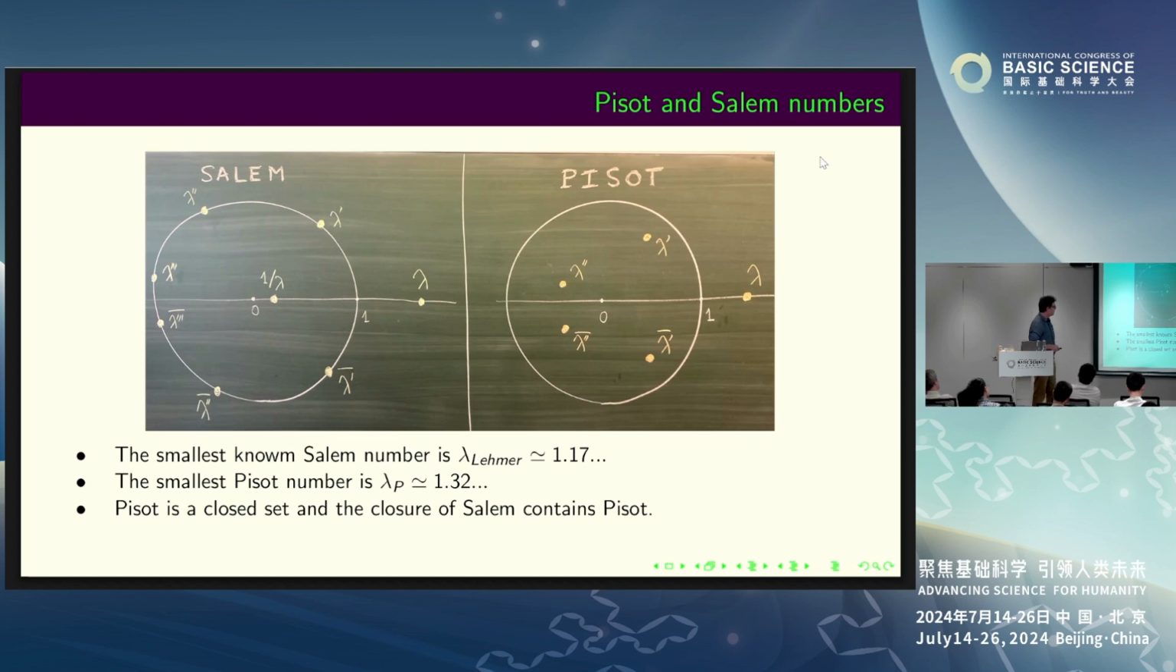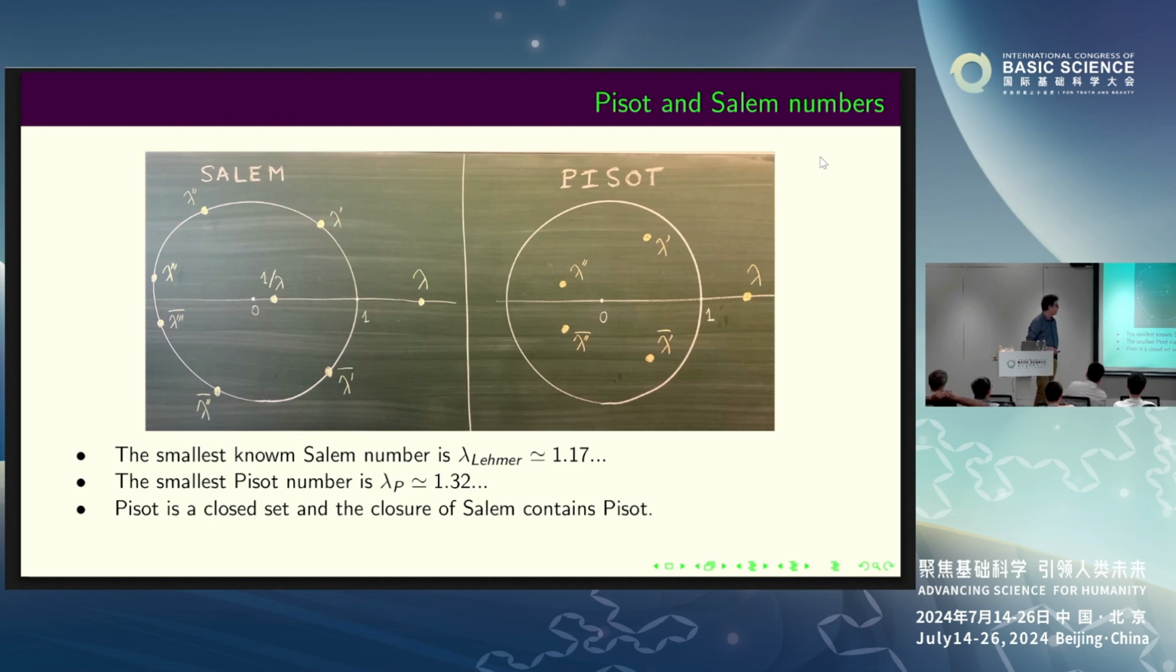The smallest known Salem number is the so-called Lehmer number, 1.17628, etc. It's a root of a degree 10 equation, but it's the smallest known Salem number. We don't know whether there are smaller Salem numbers. One conjecture is that the closure of the set of Salem numbers does not contain 1, so that there is a gap between 1 and the first Salem number. A stronger conjecture would be that the smallest one is the Lehmer number, but we don't know.